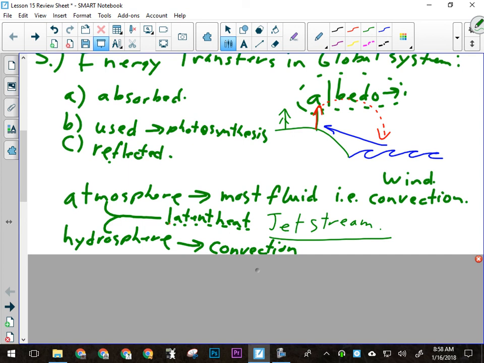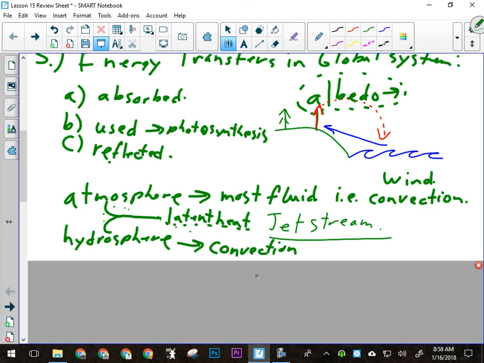Okay, and you can see I've drawn this little grappling hook type shape here. This is to show you that the atmosphere and the hydrosphere interact to produce the latent heat. Without the hydrosphere, there'd be no source of water to be evaporated. So that's a place where those two parts of the Earth interact. The water is evaporated from the hydrosphere and put into the atmosphere.